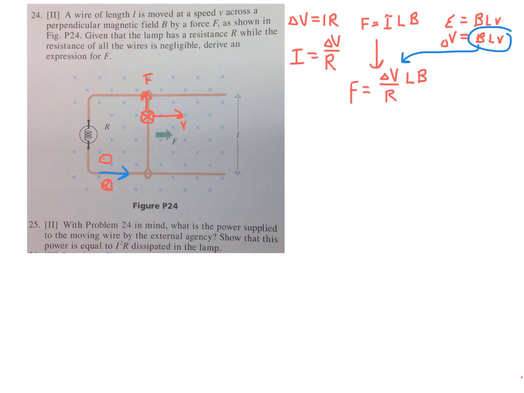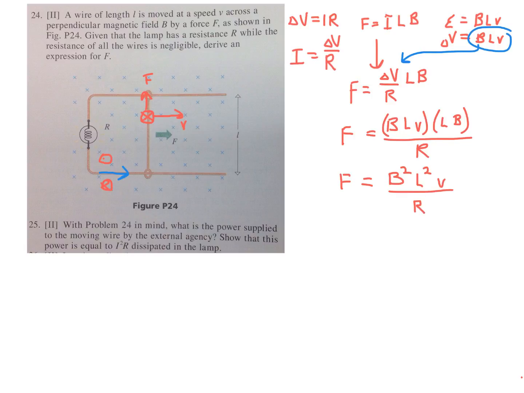If I plug that in for delta V, I end up with F. And let's rearrange things. Do I not get BLV times L? Okay, I get B L little v, the velocity, that's what I just plugged in, times L times B divided by R. So if I simplify a little bit here, I get the force that I'm applying, or whoever's pulling on this wire, is basically going to be B squared L squared V over R.